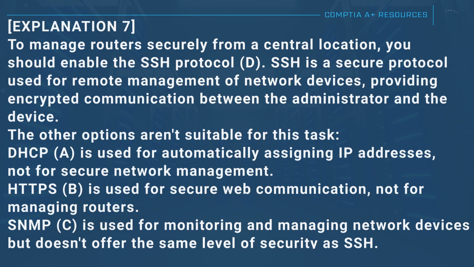DHCP, A, is used for automatically assigning IP addresses, not for secure network management. HTTPS, B, is used for secure web communication, not for managing routers. SNMP, C, is used for monitoring and managing network devices, but doesn't offer the same level of security as SSH.